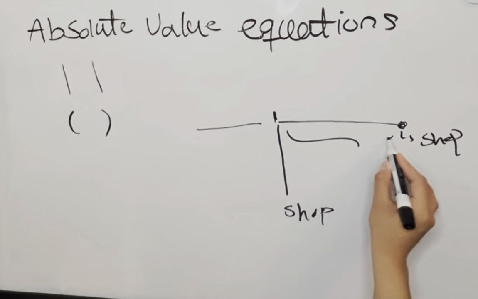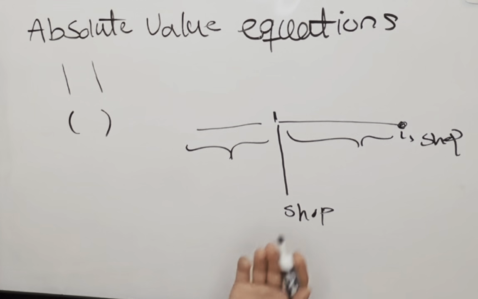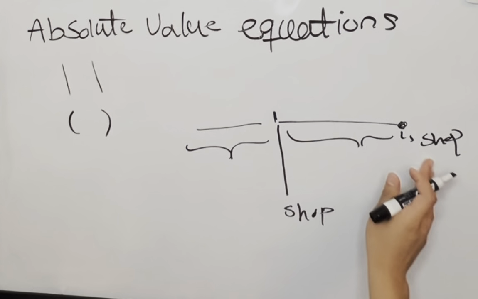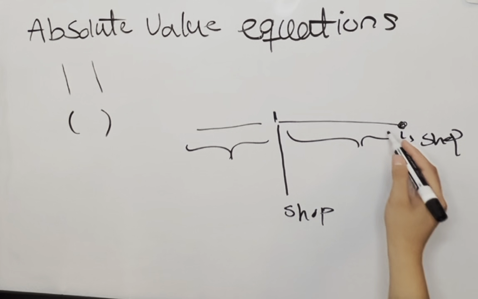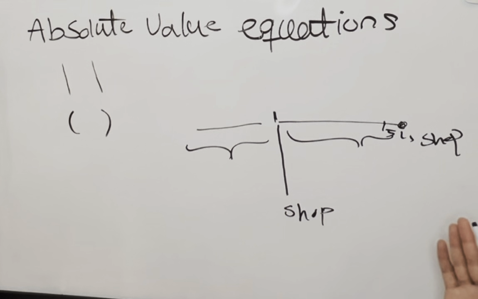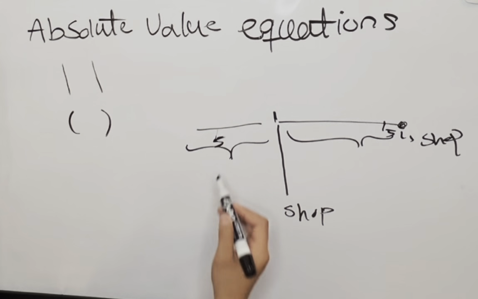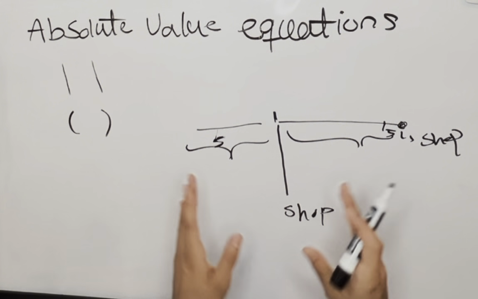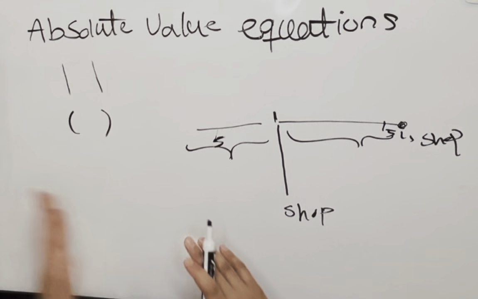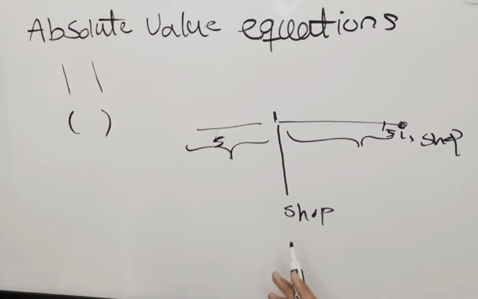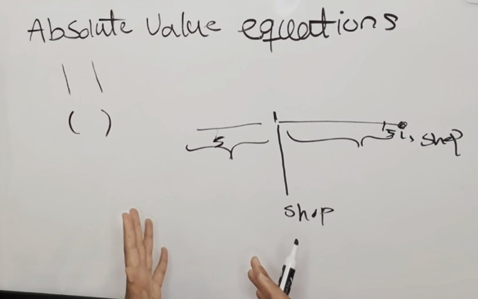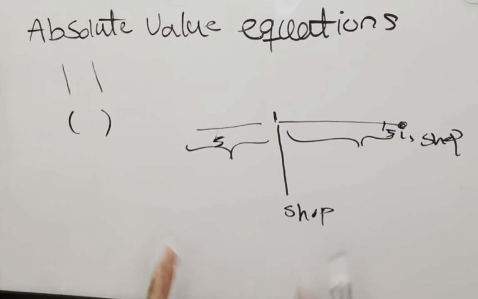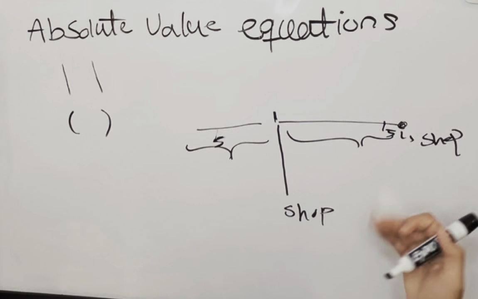That makes everything positive, meaning that if I go 5 steps to the right or 5 steps to the left, it doesn't matter which direction I'm going. It's just the fact that I'm going 5 steps, and that's all that matters. That's the concept behind absolute value. We do not care about which direction we're going. We only care about how many steps we're taking.